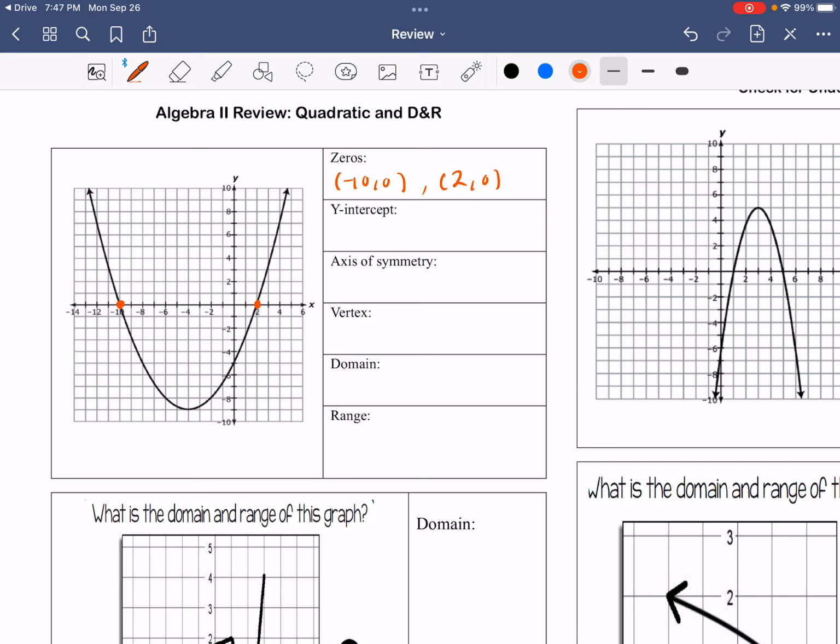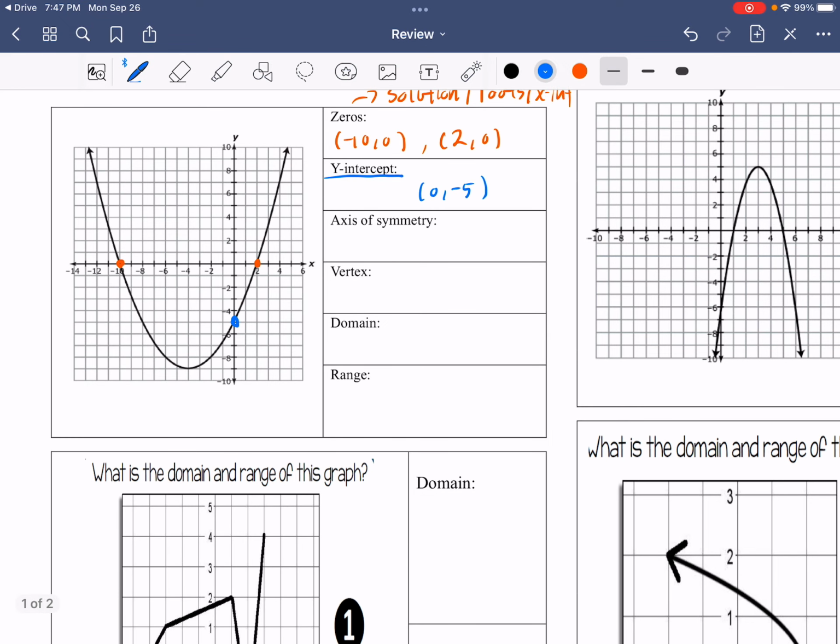Okay. So for zeros, we have other names such as solutions, roots, and x-intercepts. Now let's talk about the y-intercept. The y-intercept is where this graph crosses the y-axis. And in this case, it's going to be right here, which is between negative 4 and negative 6. So it's going to be (0, negative 5).